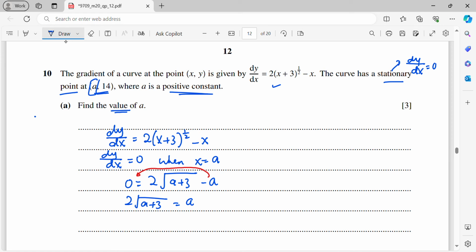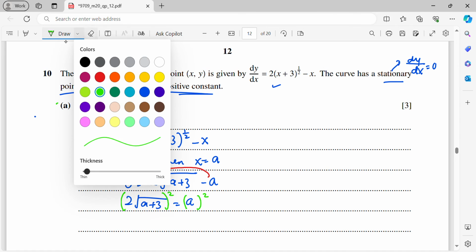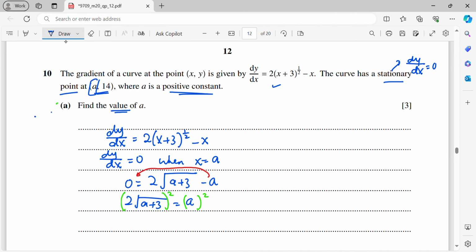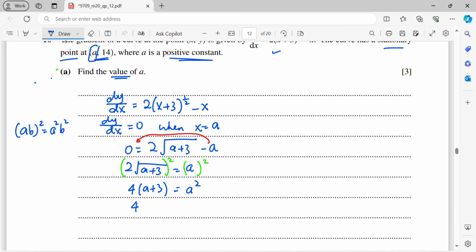And now to get the a, we need to eliminate the square root. So this can be done by squaring both sides. So I square both sides. Now you bring in the power, okay, because I have (ab) to the power 2. That is basically a squared, b squared. So here 2 squared is 4. Square and square root cancel off. So I get a plus 3. Then right side is just a squared. And now from here I will get a quadratic function.